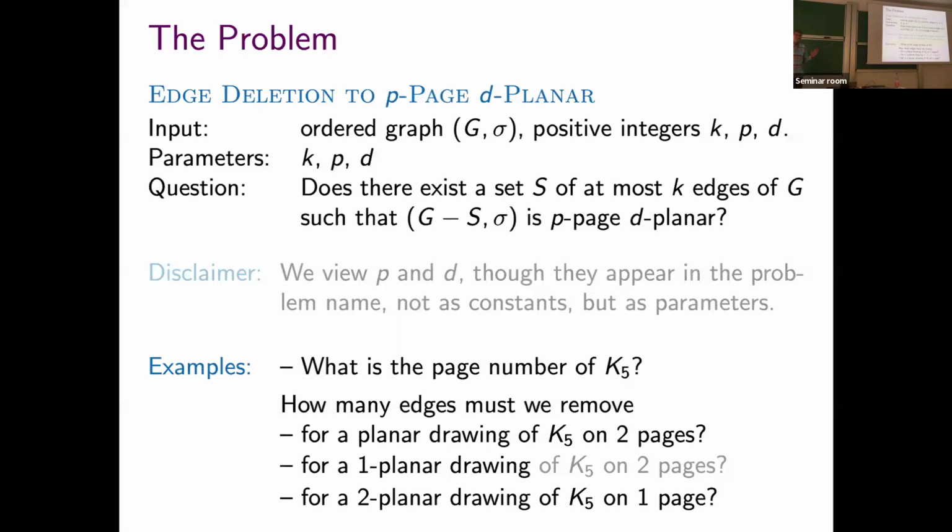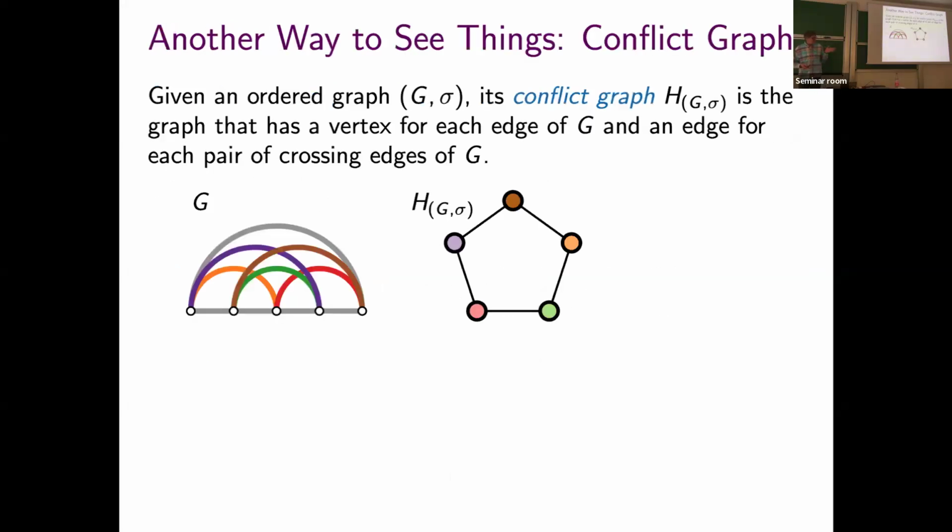Good. Now I think the problem is clear. We have a couple of variants. I have not specified exactly which variant we are going to study, but that's what I'll do in a few moments. Let me first give you another tool how to view some aspects of this problem, namely the conflict graph. And the conflict graph is simply the intersection graph of the edges for the given ordering.